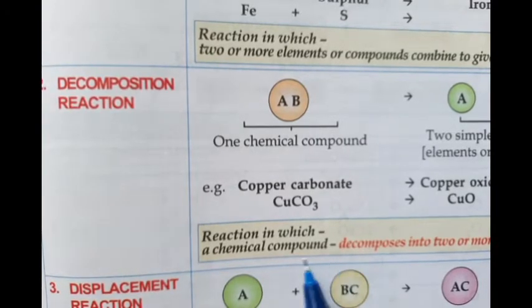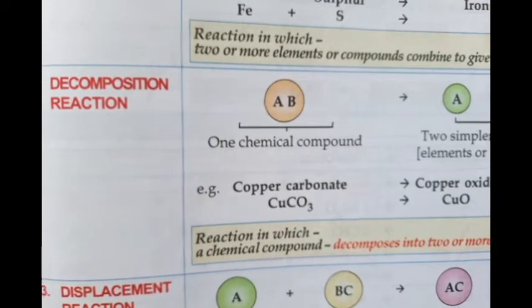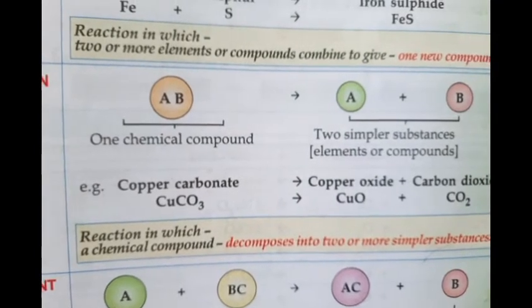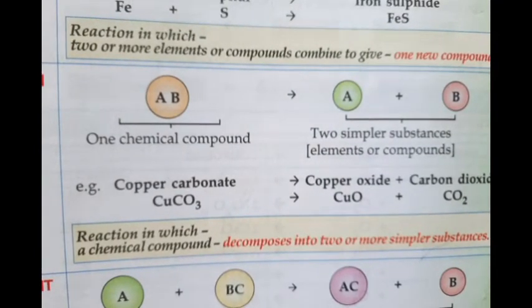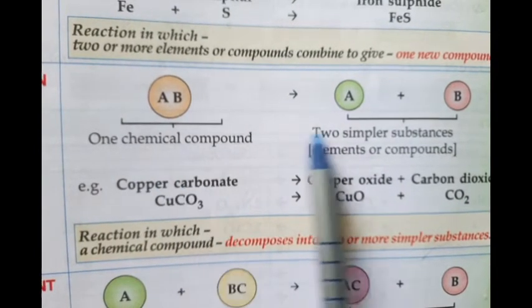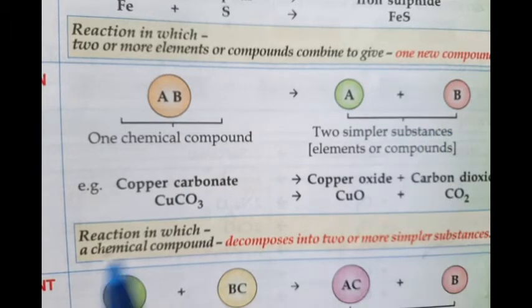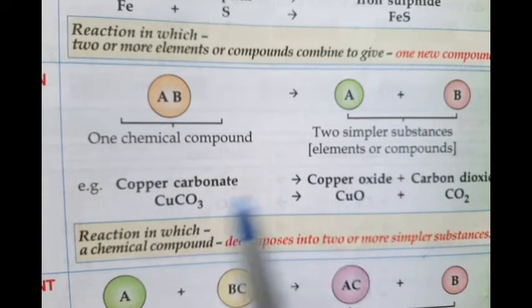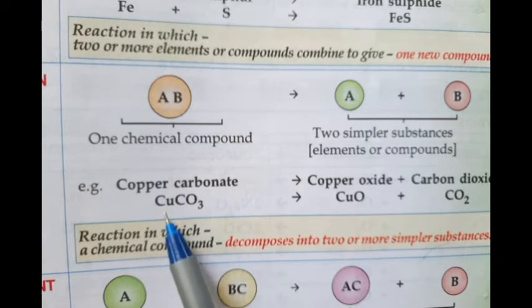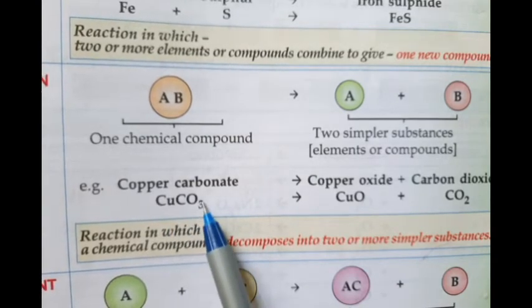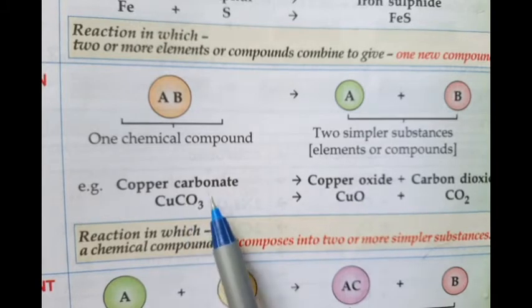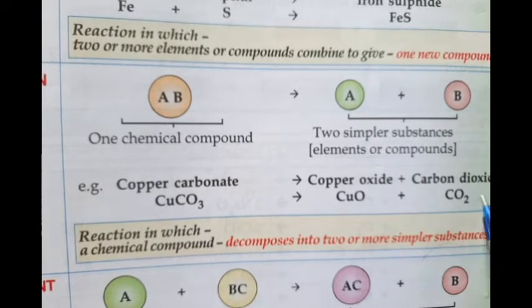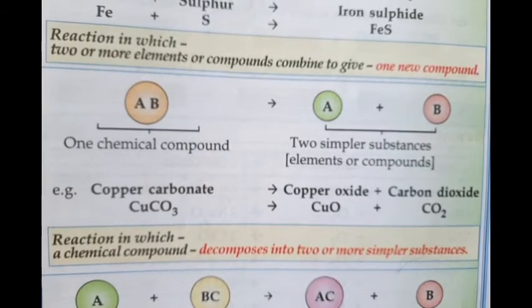Okay, these are those reactions in which a chemical compound decomposes into two or more simpler substances. That is the definition. Now below that, example. Give this general example. Below that, give a particular example where copper carbonate breaks to give you copper oxide. Take out one O from here, Cu, one O, so you get CuO, and what is left? 2O, so CO2 you get. So hope you all understood.